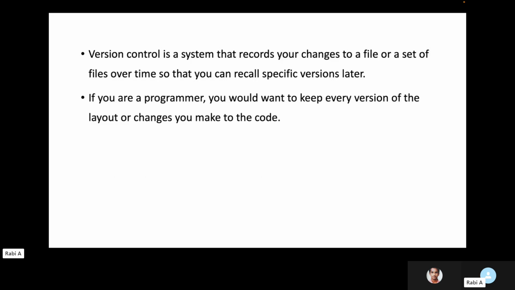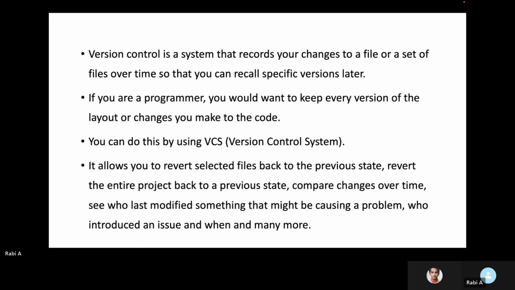So if you're a programmer, you would want to keep every version of the layout or changes you make to the code. Even if it is one line of change, you still want to keep track of it, right? You still want to keep a record of it. That's where you can make use of version control systems. The other advantage is that it also allows you to revert back. For example, now you have version 1 and then version 2. You deploy version 2, but it failed. Your application is not deploying as expected. So you can revert back to version 1.